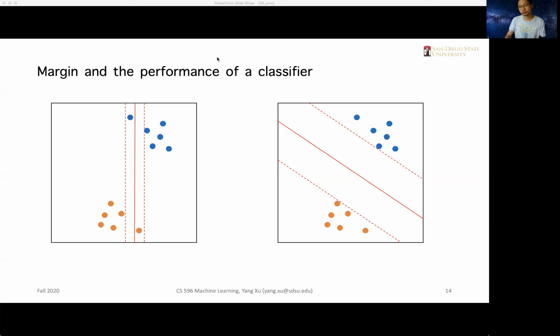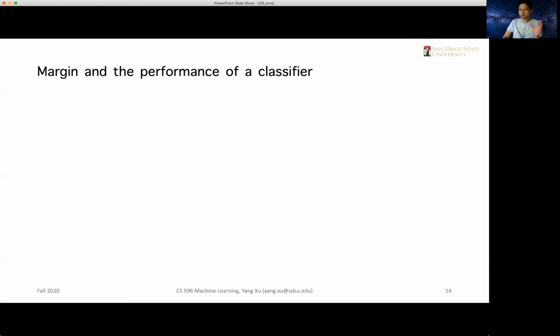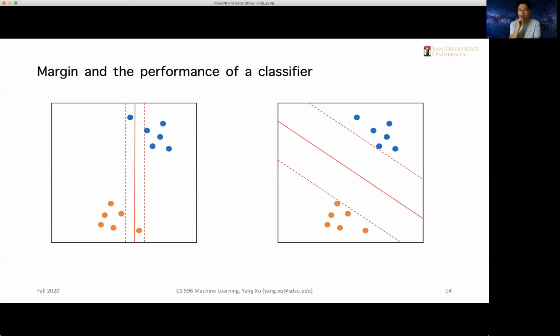Okay, so returning to the problem of how to find the W's, basically the parameters that maximize the margins. This is a quite practical question, and it is also solvable, because with some knowledge of linear algebra and some geometric thinking, we can come up with a solution in a straightforward style.